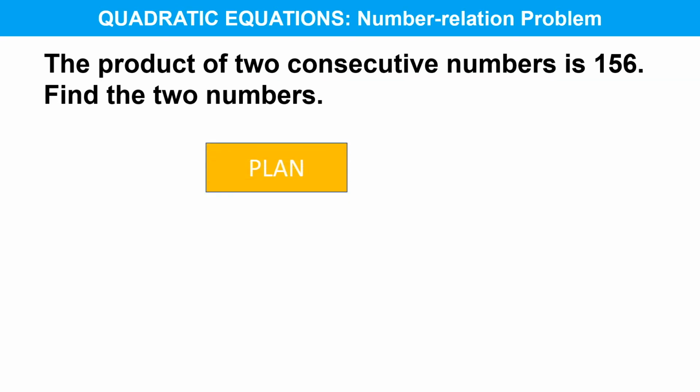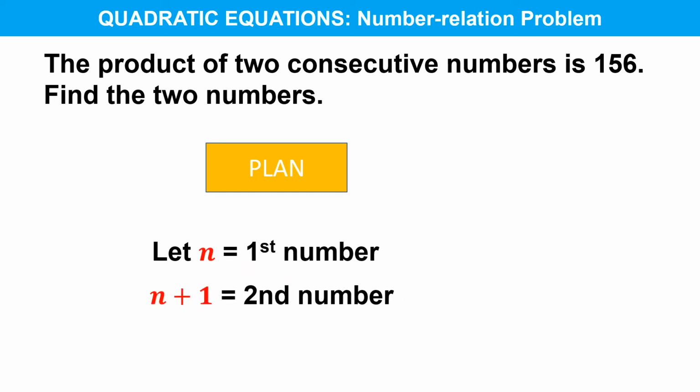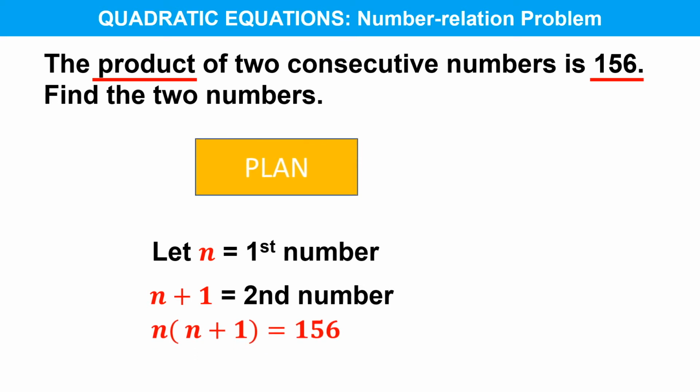Part of our plan is to represent the unknown. Representing the unknown means letting it be a variable. If we let n be the first number, then the second number is n plus 1. Using these representations, let's form a defining equation that will lead us to the working equation. Our working equation is n times (n plus 1) is equal to 156.